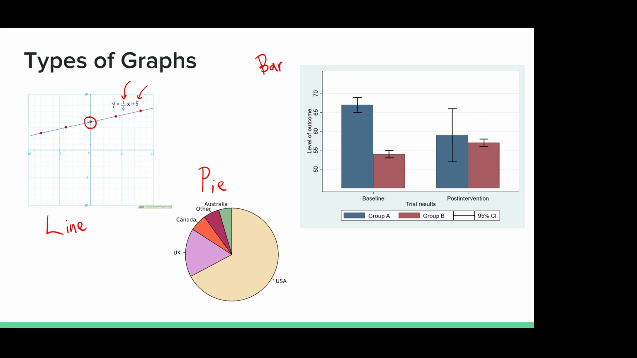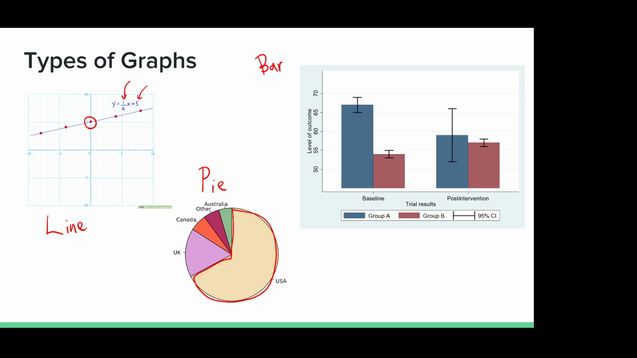Number 2, pie chart. A pie chart for me really gets used only when we're talking about wanting to partition or compare proportions of some whole amount. Maybe this might be spending, I'm not exactly sure where this pie chart particularly comes from, but the idea here is that the United States does a lot more of it than the other groups.